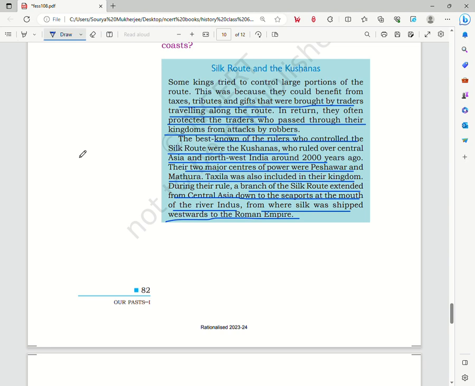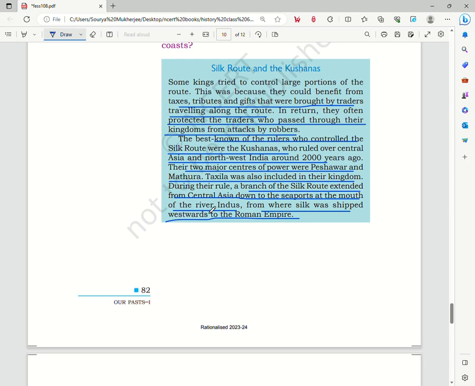So the best known rulers who controlled the Silk Route were the Kushanas. They controlled the area of Central Asia and the northwestern part of India. The two major cities of the Kushan Empire were Peshawar and Mathura, as we have read before, and Takshila, which was also an important city, was included in their kingdom. During their rule, a branch of the Silk Route extended from central India down to the mouth of the river Indus. So the route from the main Silk Route traveled towards the south, towards the mouth of the river Indus, and from this area silk was shipped westward towards the Roman Empire. Trade ships meant for the Roman Empire carried silk from China, and this silk finally reached the Roman Empire.